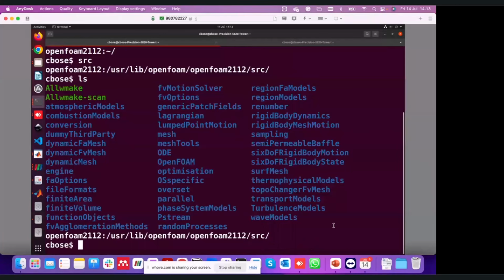Can you see my terminal? All right, what was the question? Can everybody see my terminal?